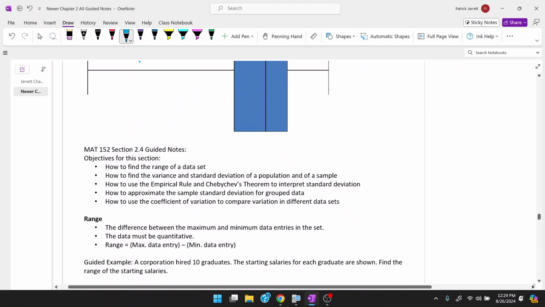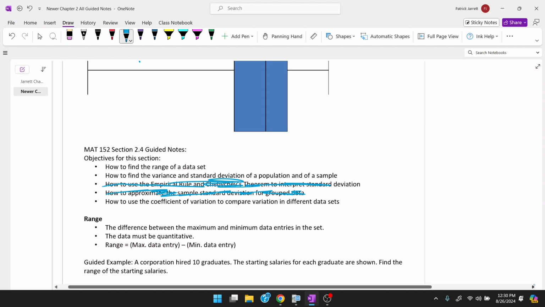All right, we're going to find the range, variance and standard deviation. We're not going to do the empirical rule or Chebyshev, and we're not going to approximate. So, good news, a little less to do.